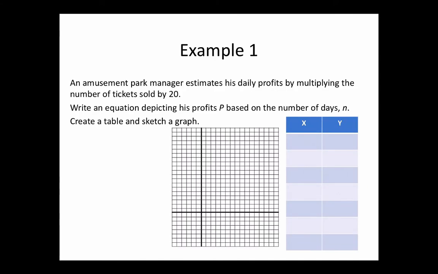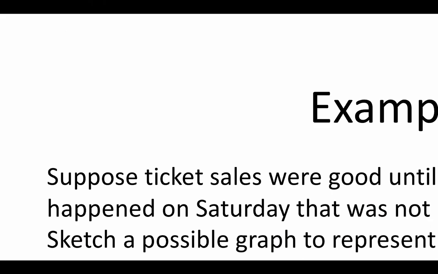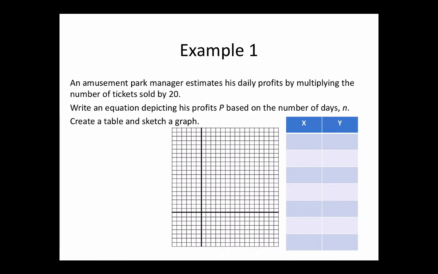We're going to start off with one. We've got an amusement park manager who estimates his daily profits by multiplying the number of tickets sold by 20. We're asked to write an equation that depicts the profits P based on the number of, and I'm actually going to change that from days to tickets. So from the number of tickets, which we're going to represent by n.